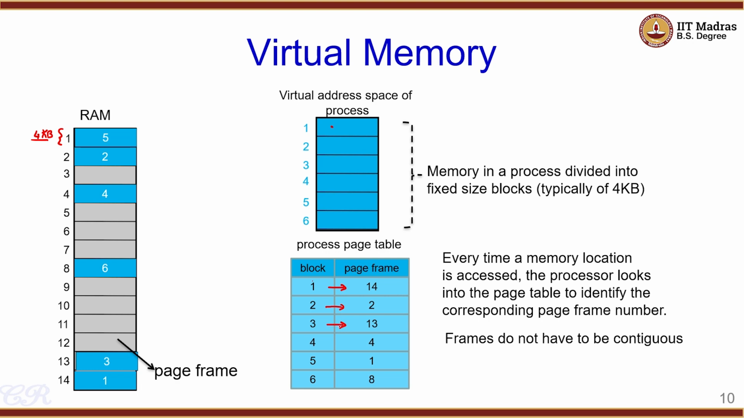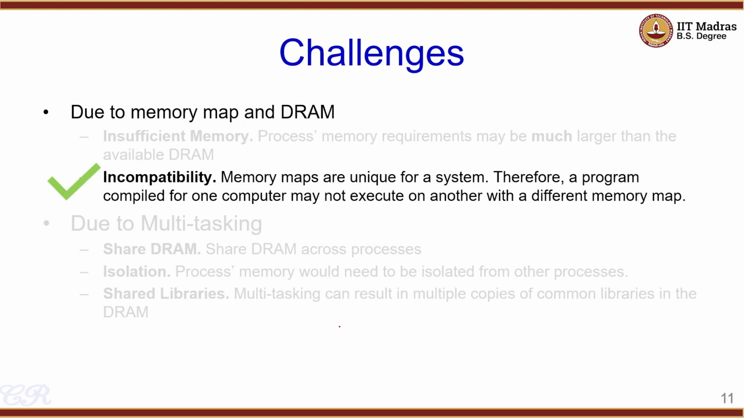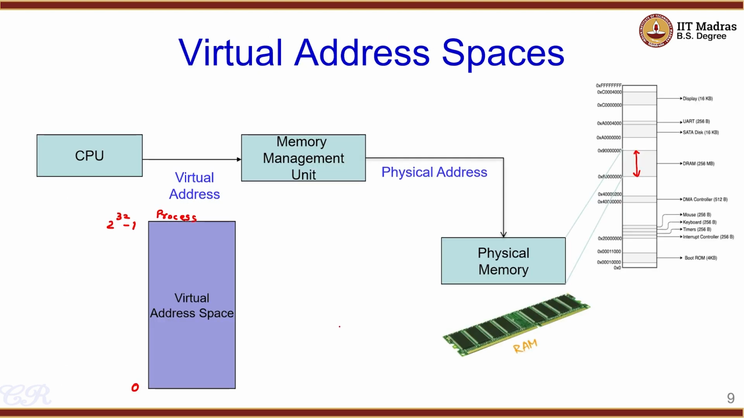Now, how does this essentially work? What my CPU sees is only the virtual address space, and as we have seen in the slide below, the virtual address space comprises blocks of 4 kilobytes. The entire range 0 to 2 power 32 minus 1 is split into 4 kilobyte blocks.